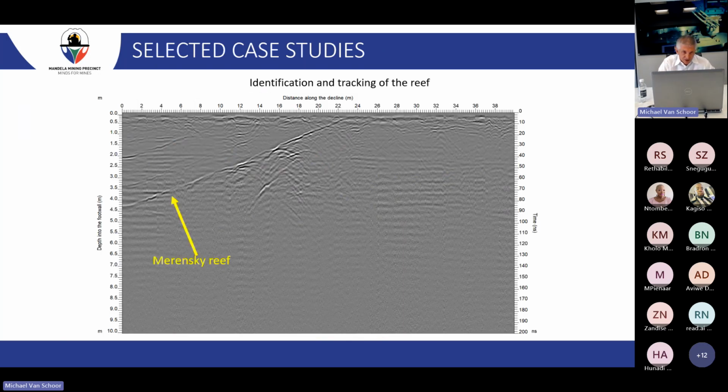You can also use GPR, if the excavation geometry allows it, to track your reef continuity. This is an example of looking at the Merensky reef continuity from a decline footwall.